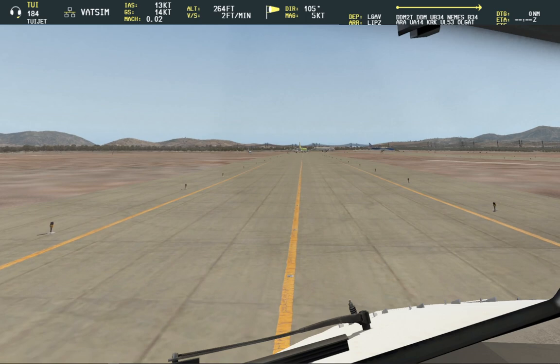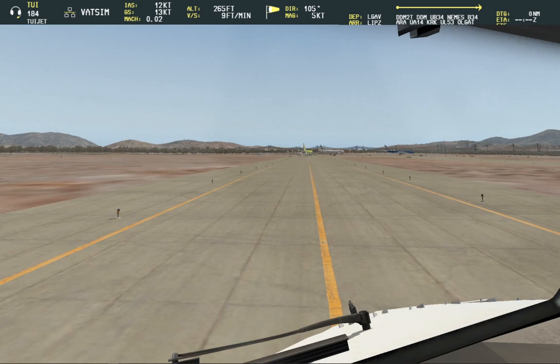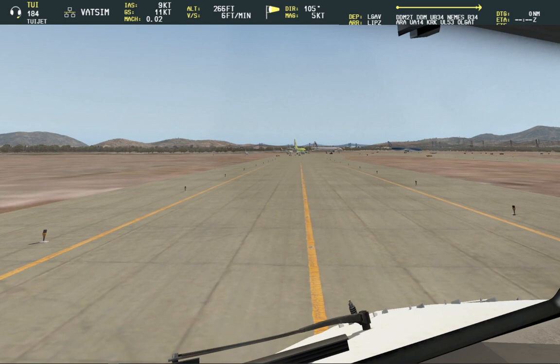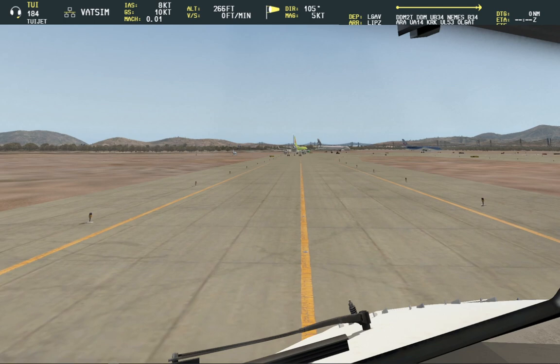Tower Yassas, TUIjet 184, ready in sequence. Olympic 554, contact 128.95. Contact Vangelis Departure. 128.95, Olympic 554. 128.95.